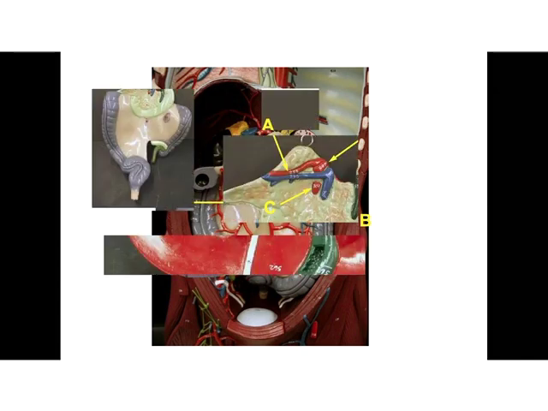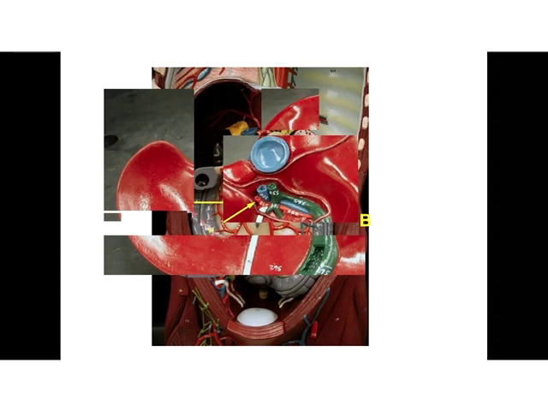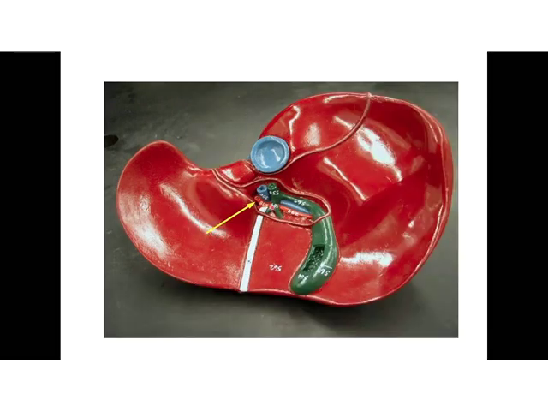This is the liver. Okay, this is the gallbladder. This is the cystic duct. This is the bile duct. This is the common hepatic duct, and this is the right and the left hepatic duct. Now, those will be important when we get to the digestive system, all right?